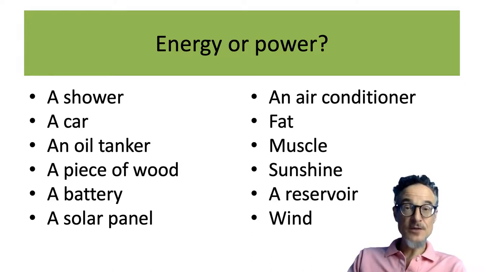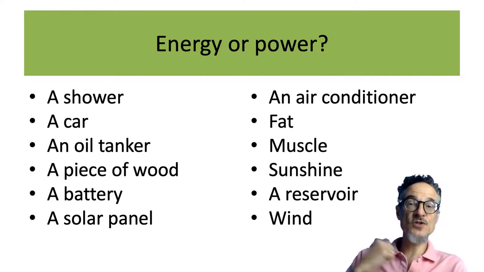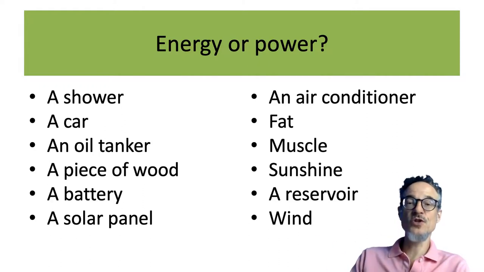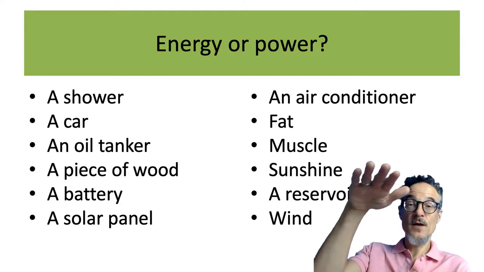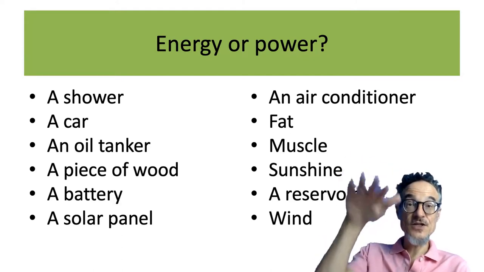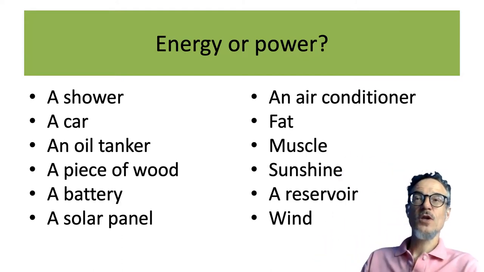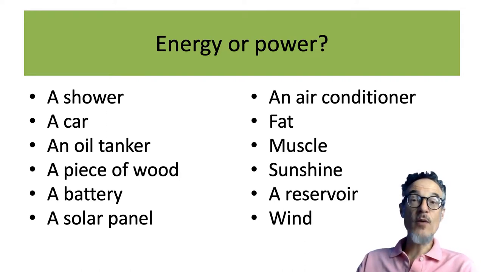Muscles have a little bit of energy in them, but usually our muscles are power. So our muscles use the energy in our body and turn it into work. Sunshine is also power from the sun. And a reservoir is a store of water at a height. When we let this water down, it releases energy, so it's energy. And wind is power.